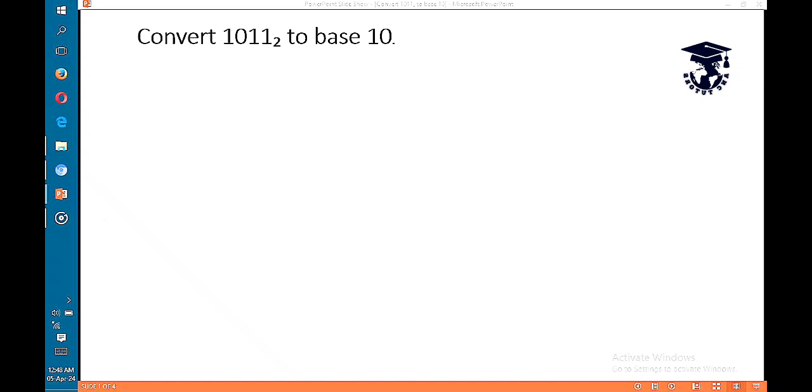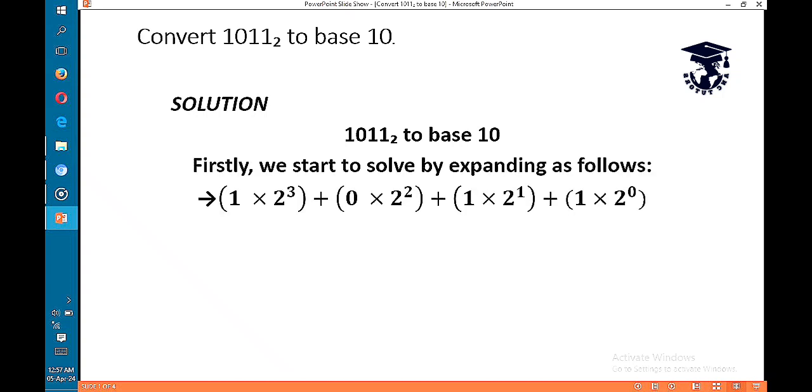Convert 1011 base 2 to base 10. Okay, so we raise the question for better clarity and we start to solve by expanding. To expand from base 2 to base 10, we usually start by considering each digit of the number we are given. The number we are given is 1011 in base 2.